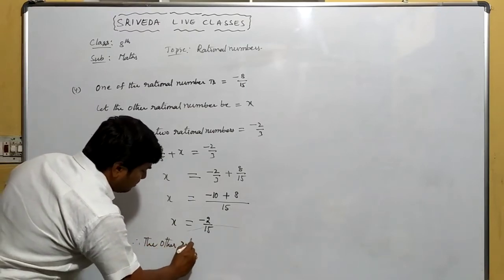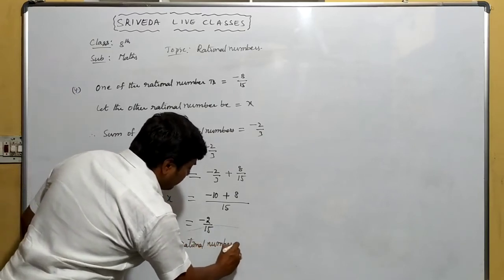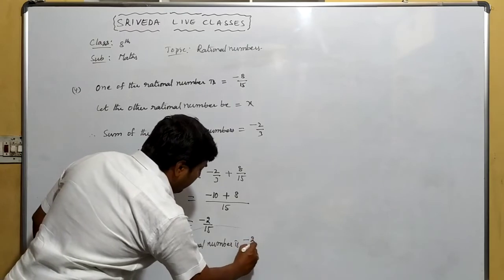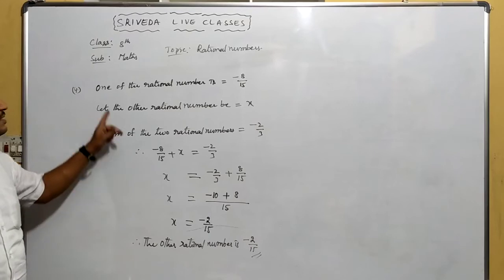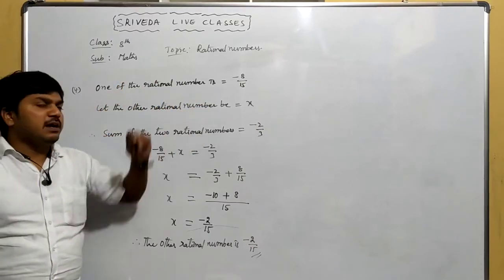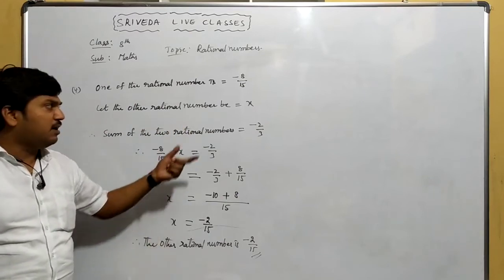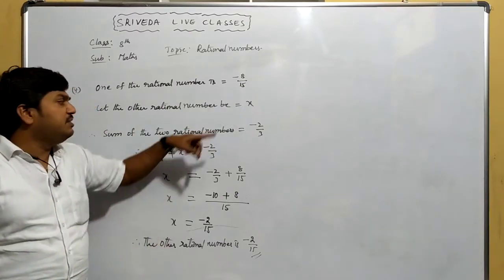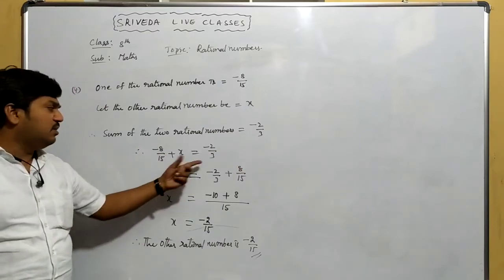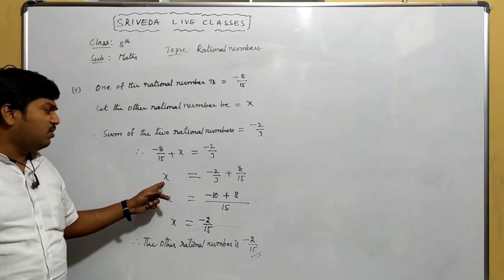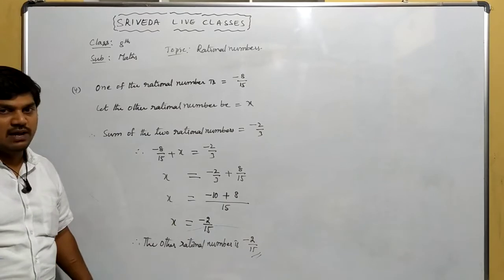So therefore the other rational number is minus 2 by 15. This is the answer, right? So any doubt in this question? Same way, one of the rational numbers is minus 8 by 15. Let the other rational number we need to find be x. Sum of two rational numbers is minus 2 by 3. So we need to find x, minus 2 by 3 plus 8 by 15. Simplifying this, we will get the x value, right?